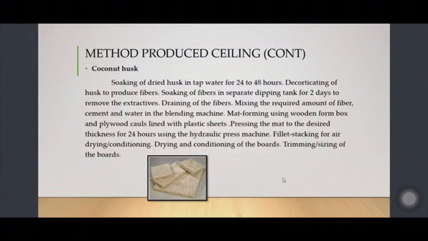6. Mat forming using a wooden form box and plywood cowl lined with a plastic sheet. 7. Pressing the mat to the desired thickness for 24 hours using the hydraulic press machine. And 8. Stacking for air drying condition, and lastly drying and conditioning of the board. And it took long, up to 48 hours. So thank you.